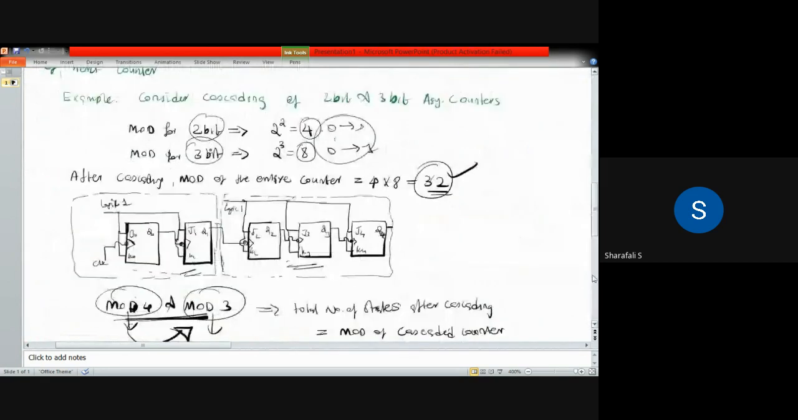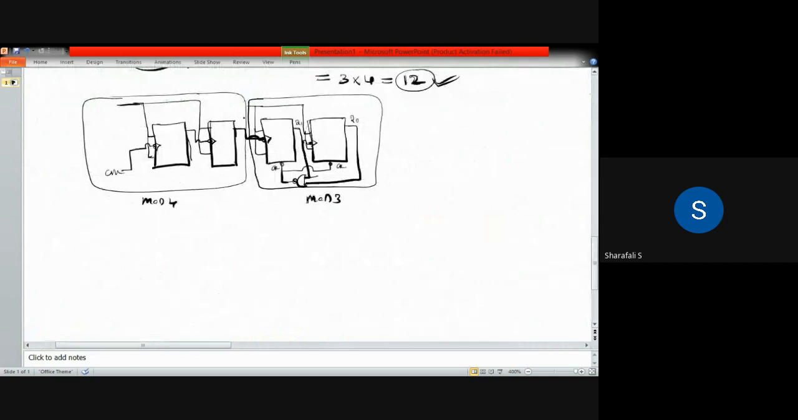So let's just take it like this: this is Q0, this is Q1, and this is Q2, and this is Q3. So now, yes, it is right. This is mode 3 and this is mode 4. Mode 4 is having outputs Q0 and Q1, and mode 3 is having outputs Q2 and Q3. That is the same as that table.